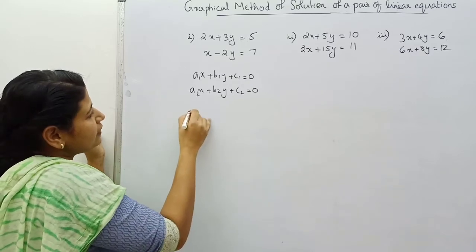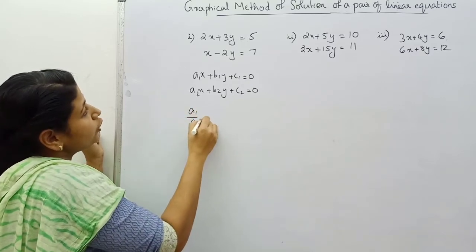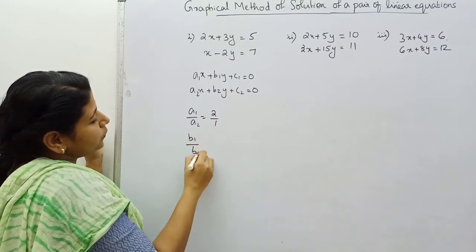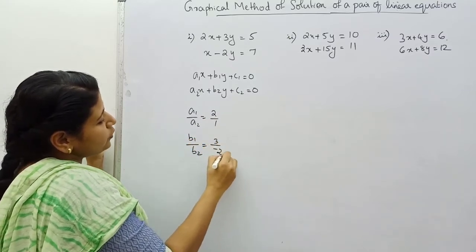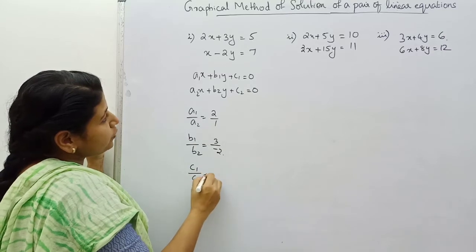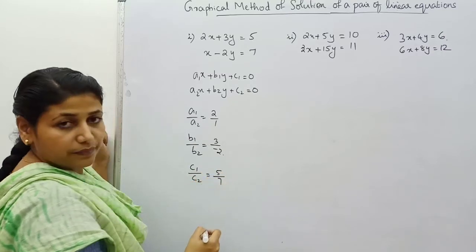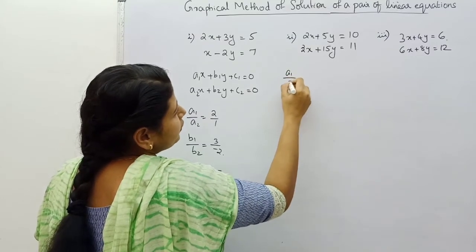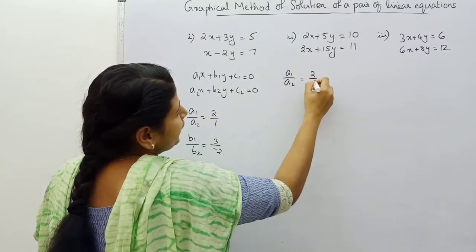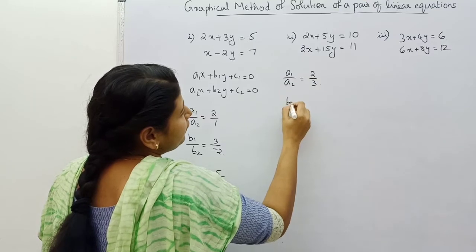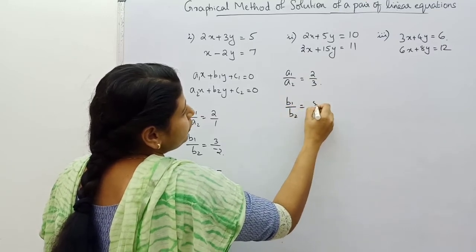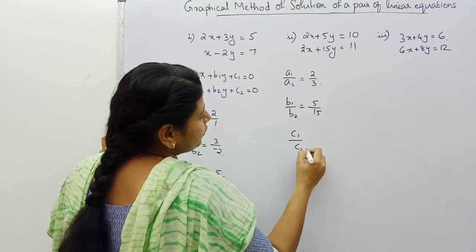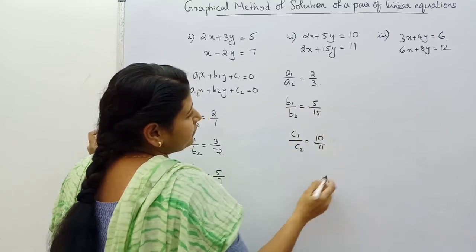In the first case, a1 by a2 is 2 by 1. What about b1 by b2? 3 by negative 2. And c1 by c2 equal to 5 by 7. In the second case, a1 by a2 equal to 2 by 3, b1 by b2 equal to 5 by 15, and c1 by c2 equal to 10 by 11.